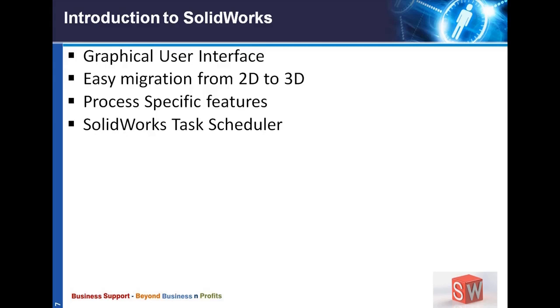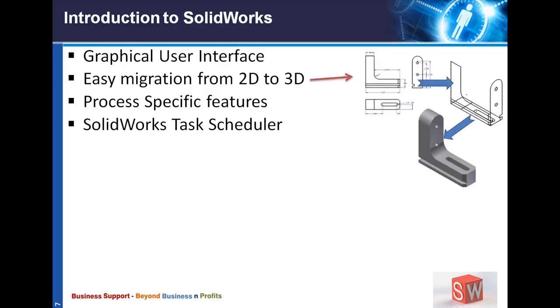So the user who wants to learn the software can easily adapt to this graphical user interface. The next one is easy migration from 2D to 3D. So what is it about? Now a company is using 2D software for a number of years, and now they want to shift from 2D to 3D. What will they do? They will look for software where they can understand the conversion of 2D to 3D as simply as possible. Here SolidWorks is capable of doing this process so simply.